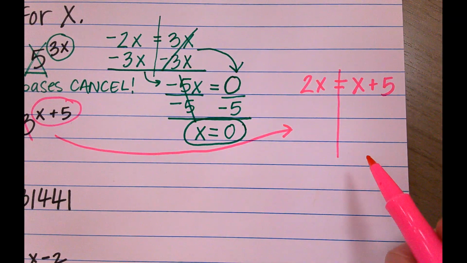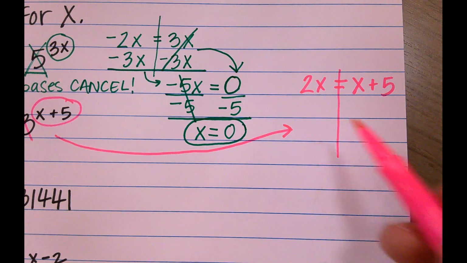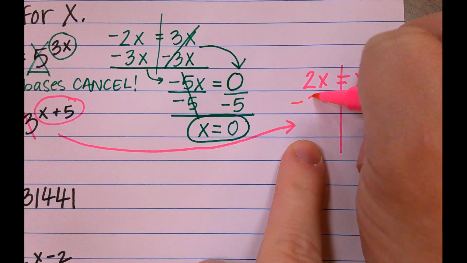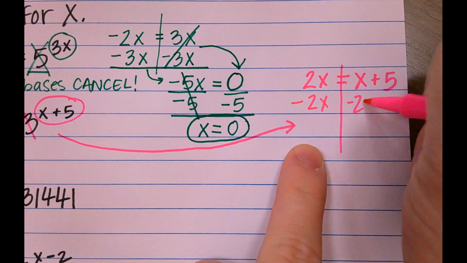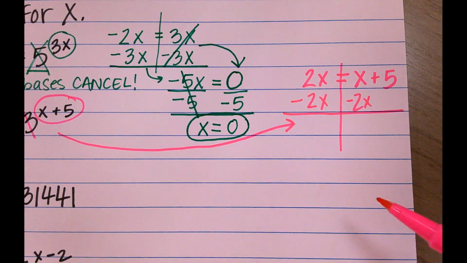Is that okay? Which one do you want to do? You did -2x also? I'll show both ways. Because we can do it both ways. So I'll do the -2x first. So we subtract 2x from both sides, and then what happens?